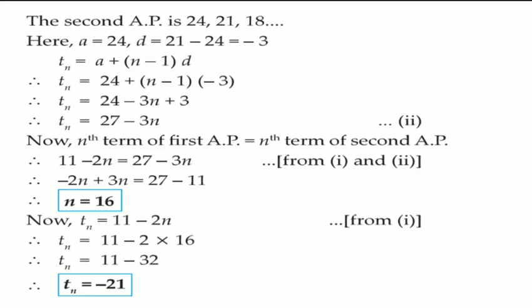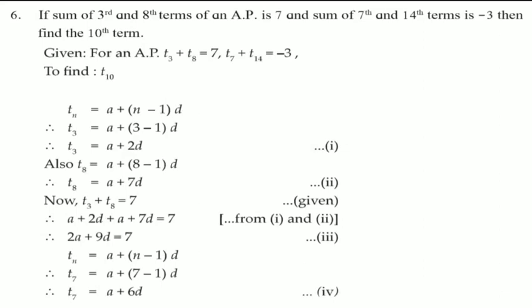Question number 6. If the sum of the third and eighth term of an AP is 7 and the sum of the 7th and 14th terms is -3, then find the 10th term. Okay, this sum also I am going to explain to you. You will solve by yourself because it is similar.